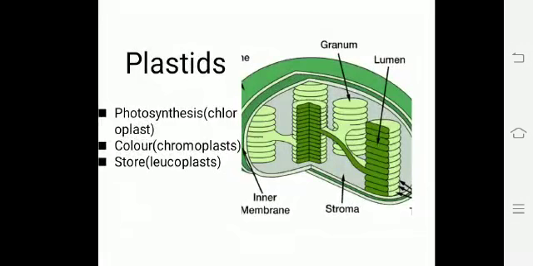Leucoplast means the colorless plastids. And what is the function of the leucoplast? It helps in storing food: carbohydrates, proteins and lipids. It will store the food. So this is about the plastids.